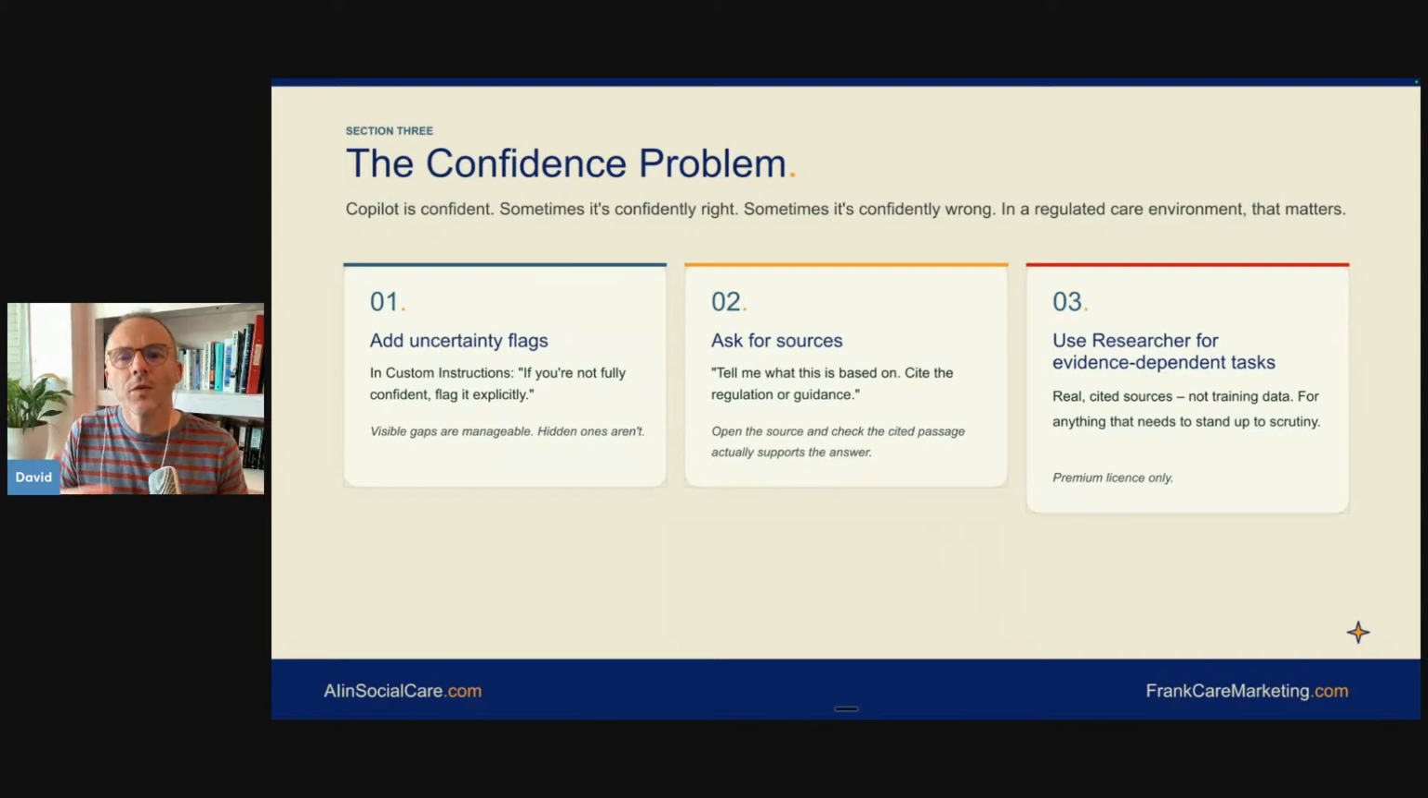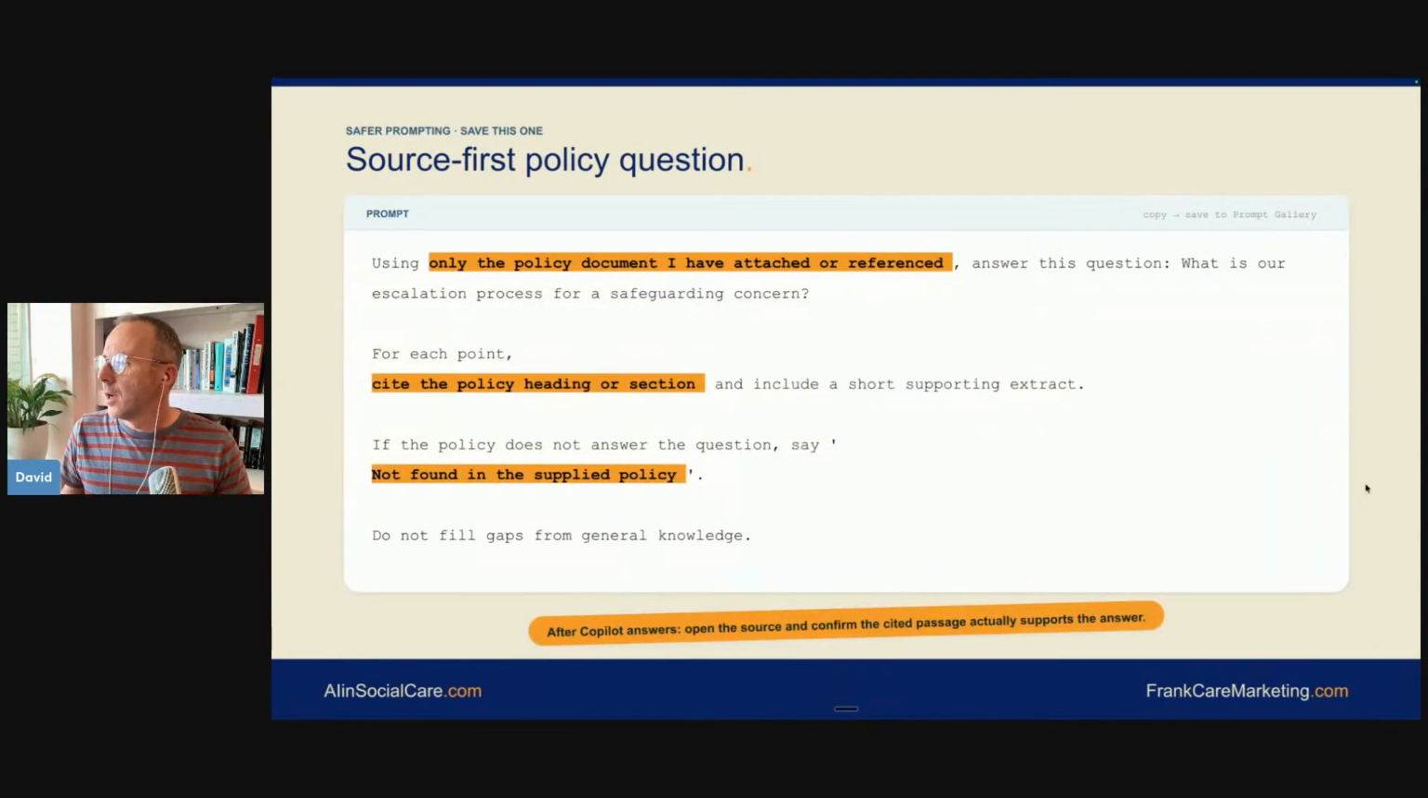Second, for anything that could influence a policy or a board decision, your default should be: show me what this answer is based on. Show me where you've got this. I've got a prompt here, just to give you an example.